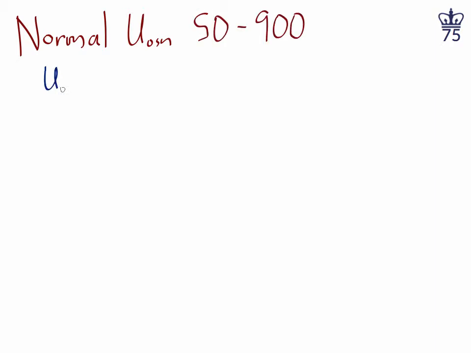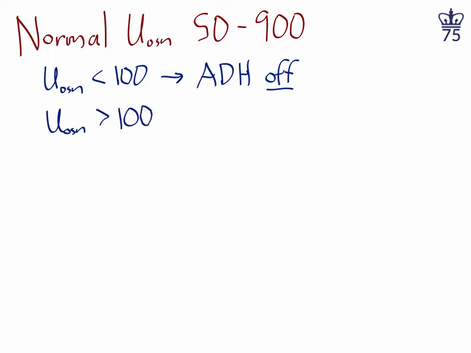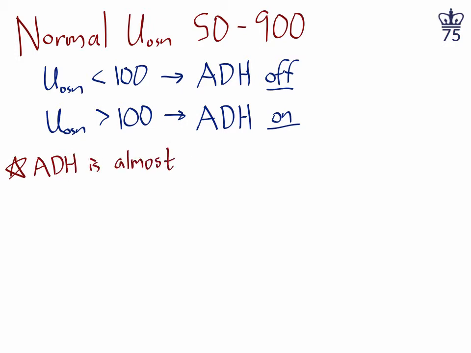In a normal human, urine osmolarity can range from approximately 50 to 900. When the urine osm is less than 100, we can infer that ADH is not active as the urine is so dilute. By contrast, when the urine osm is greater than 100, and in particular when it is greater than 300, we can infer that ADH is being actively secreted, causing reabsorption of water in the distal nephron, leading to concentration of urine. In most cases of hypotonic hyponatremia, ADH is going to be on, either appropriately or inappropriately.